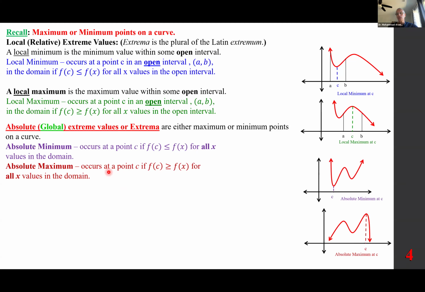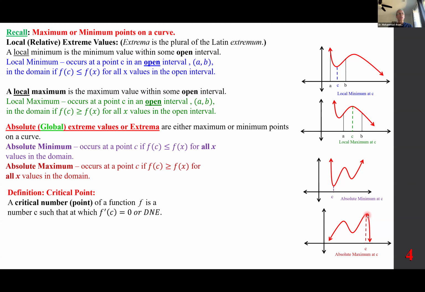If you look at these two cases, again, local min, local min, local max, local min. This local minimum is also absolute minimum because no other point has a smaller y coordinate than that. And if you look at this one, local max, local min, local max. This local max happened to be an absolute max because no other point has a larger y coordinate.